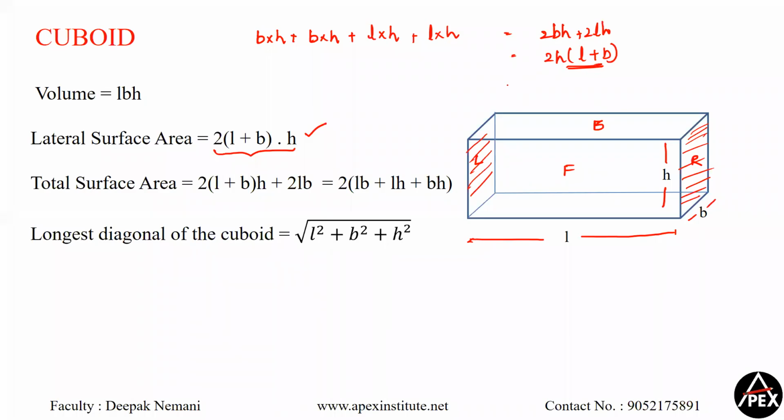Now, how will you get total surface area? We have to consider the area of top face and bottom face, isn't it? So 2H into L plus B, plus we have the area of this rectangular face. This is length and this is breadth. So L into B, plus area of bottom face is again L into B. So you have 2 into LH plus BH plus LB. So this will be the total surface area of a cuboid.